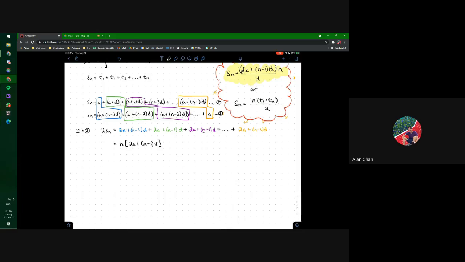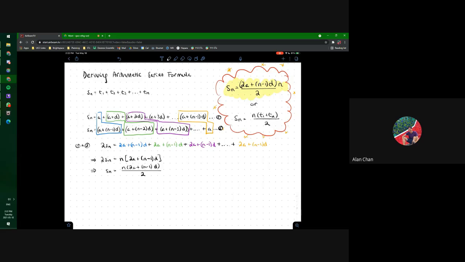Okay, that's a terrible D. Let's fix that. Okay, this, of course, is equal to 2Sn. And then something very sexy happens. If you divide both sides by 2, well, then we're done. That's the equation. This is the same as that. So we have essentially just derived the arithmetic series formula.